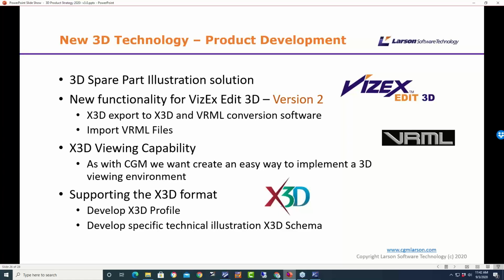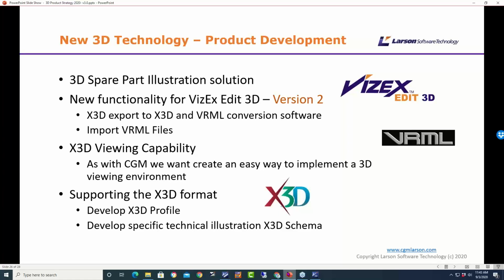So what's next? We are definitely going to have a version 2 of VXEdit 3D, working on some export into other formats as well, like X3D we mentioned, and also VRML, import VRML. We're definitely looking at a 3D spare parts illustration solution because we're nearly there in respect of the way that we can bring the model in and begin to work with it. And this would be the export to X3D. So we're almost there, but not quite.